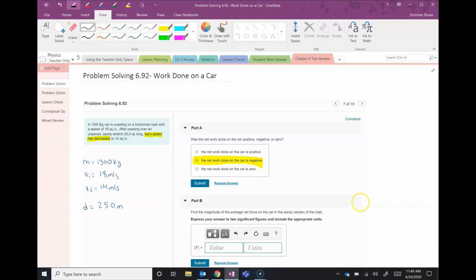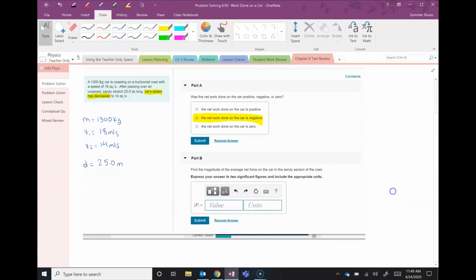Okay. The next part, we want to know what is the average net force on the car in this sandy section of road. So we want force. We have initial and final energy, we have mass, and we have displacement. We know through principles we've talked about before that if we have a change in speed, work is done.